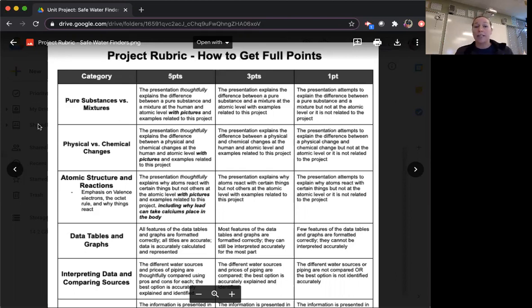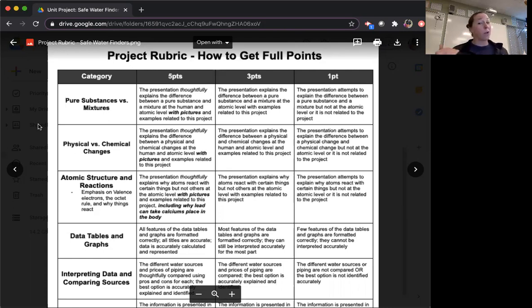The next category is atomic structure and reactions. You should have an emphasis on valence electrons, the octet rule, and why things react. What I'm looking for here is why do certain things react with some things but not others? For instance, why can lead take the place of calcium in our bones but not something like hydrogen? It has to do with those valence electrons. It has to do with how things interact with each other in order to get that 8 or full outer shell. So you should be using pictures, of course, to help you with this.